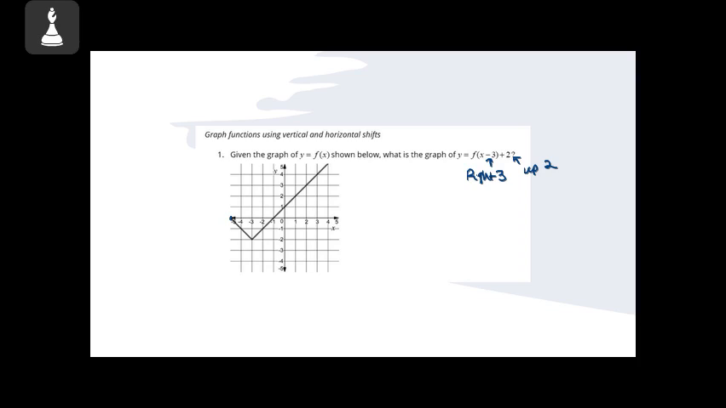So if I'm going to start with this point, I'm going to move it right 3: 1, 2, 3, up 2. And then I'm going to do the same with the next one, and the next, and this one here: 1, 2, 3, up 2. And then you should be able to see that it's going to continue going up like this. And here is our new function. Every single point is shifted right 3 and up 2.